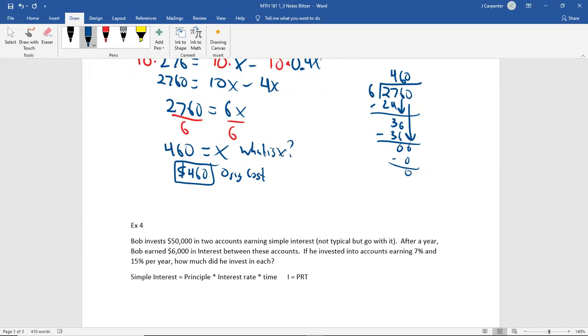I can save it for a few lines later, but I'm going to go ahead and get it out of the way because since it was the second sentence and setting this up might be a little more involved, it's just better to do that now. So Bob earned $6,000 in interest between these 2 accounts. So the interest from the 15% account plus the interest from the 7% account, that should total $6,000. It doesn't technically matter which I do first.